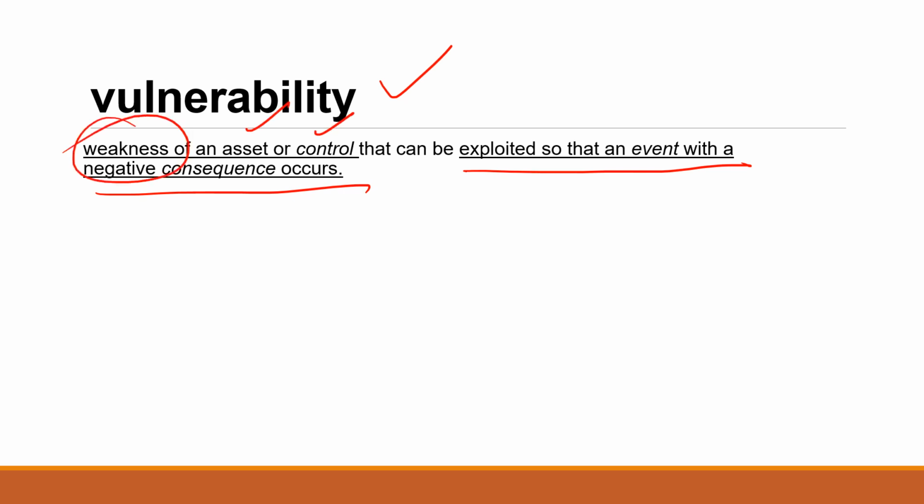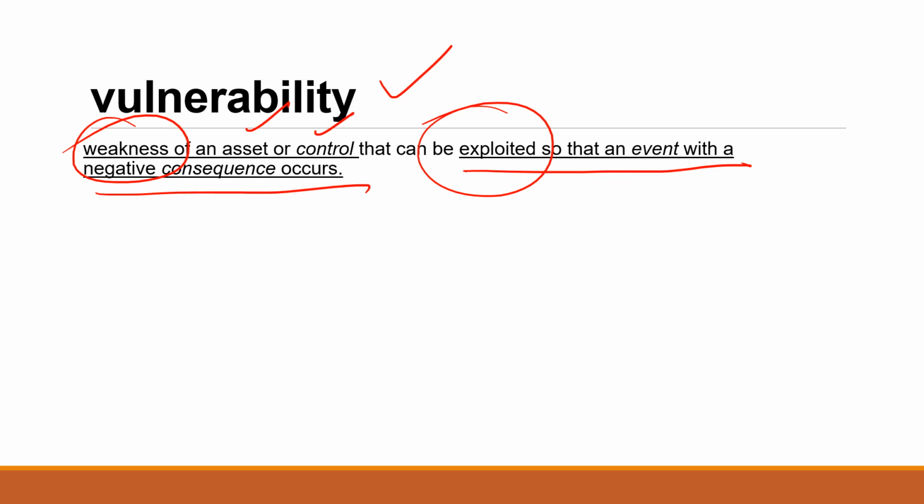The keyword here is weakness that can be exploited. Even if the vulnerability is there and there is no threat, what will happen? There is no exploitation, so there is no impact. The idea is that a threat is there, a vulnerability is there, and the threat is exploiting the vulnerability. So there is a likelihood that it is happening, and then there is an impact.